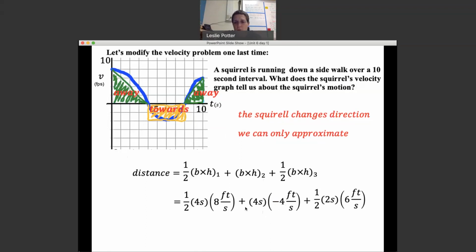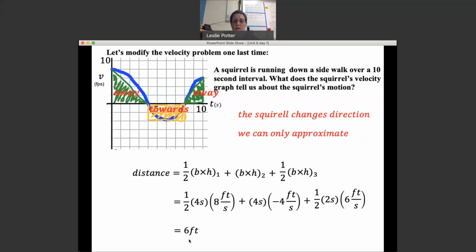So after we do this, let's see what we have here. We've got 32, back 32 is 16, but then we've got negative 16. So what does that mean? Well, that means the squirrel ran 16 feet away from me and then came back 16 feet. So the squirrel came all the way back to me. And then the squirrel ran away again, looks like another 6 feet, right? Back to 1 times 6 is 6.